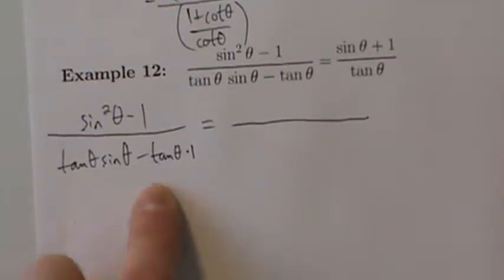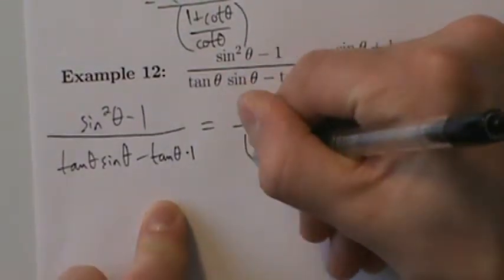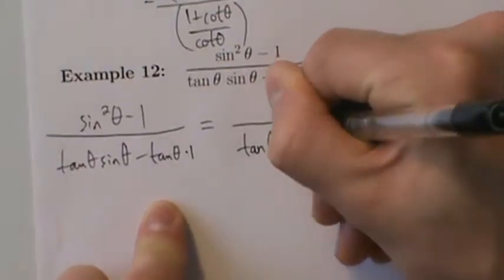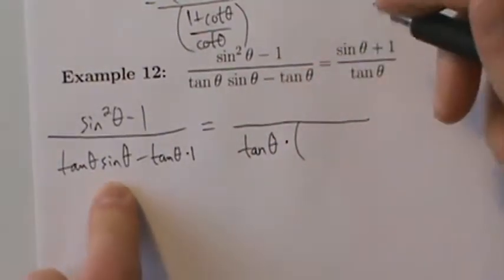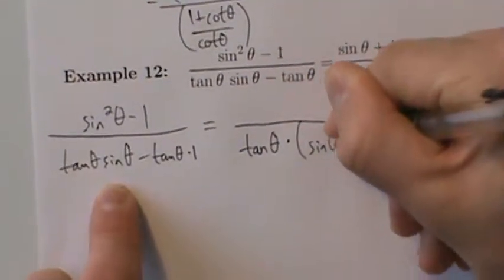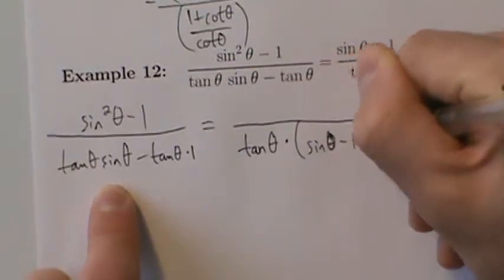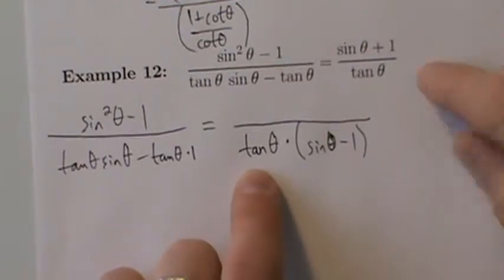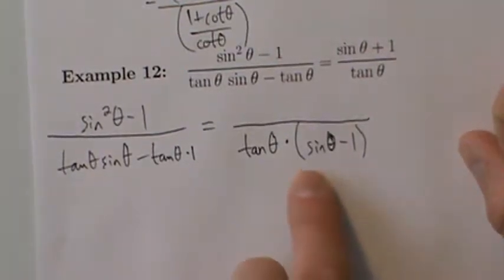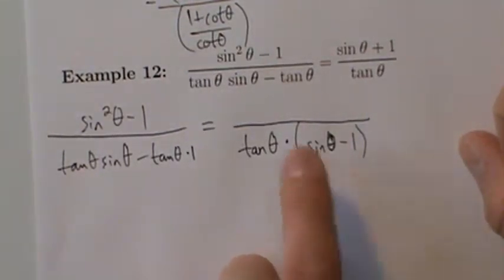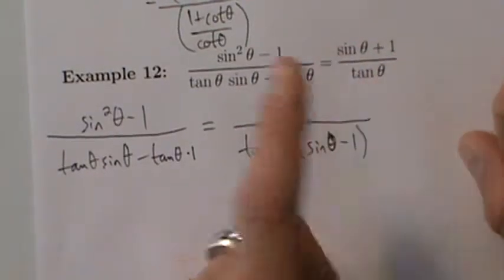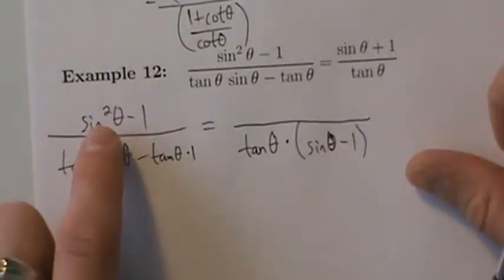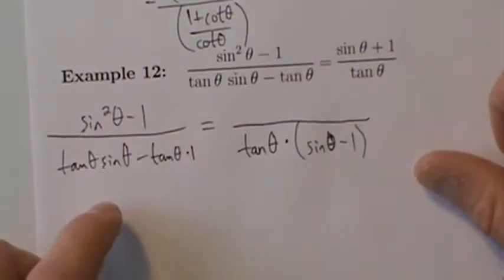So tangent of theta appears in both terms on the bottom, so let's factor that guy out. Tangent of theta times the quantity, what's left, sine of theta minus 1. Okay. Well, hey, that's great. So here's a tangent of theta. Now, if we could somehow get rid of this guy, then we're in business, right? Because we'll have tangent by itself, and hopefully the top will work out too. We'll see what happens. Well, here, sine squared of theta minus 1, what is that?